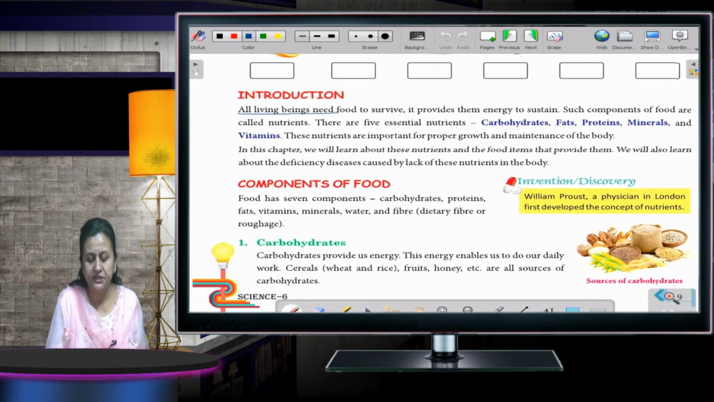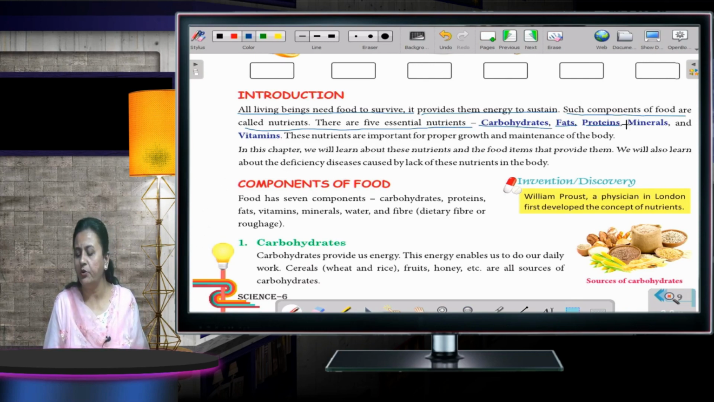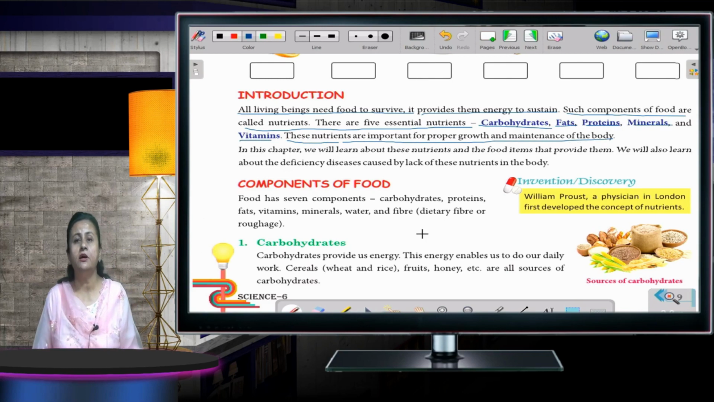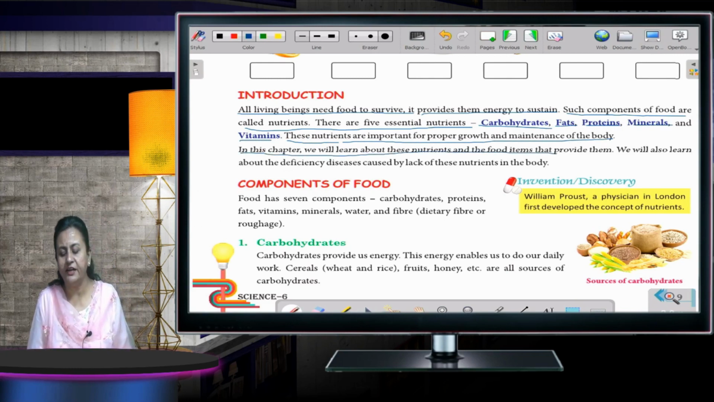All living beings need food to survive. It provides them energy to sustain. Without food, we cannot live, because if we are not going to eat food, we won't be getting energy to carry out all our activities. Okay, such components of foods are called nutrients. There are 5 essential nutrients. First is carbohydrates, fats, proteins, minerals and vitamins. These nutrients are important for proper growth and maintenance of the body. In this chapter, we will learn about these nutrients and the food items that provide them.